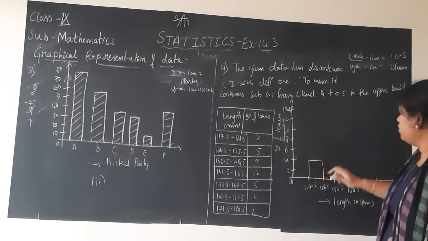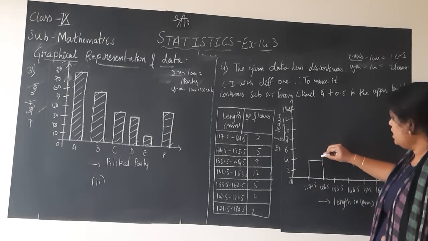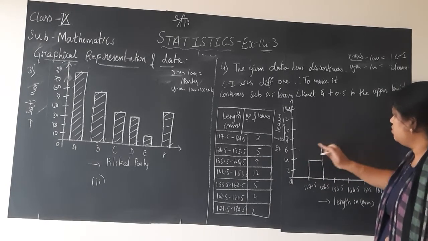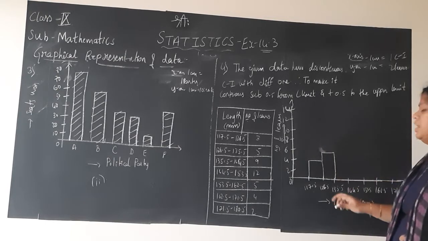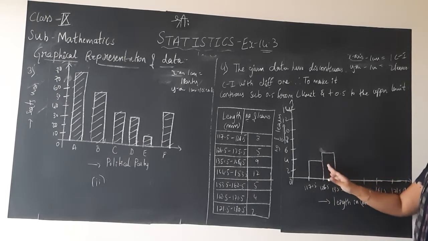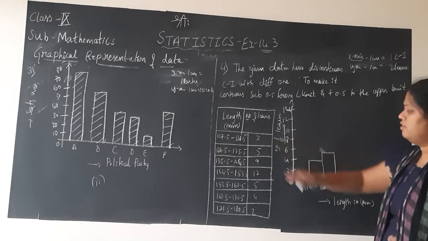126.5 to 135.5 is 5. See, you will start from this bar. This will become 6, a little lower I will go like this. It will be continuous, children. The bars will be attached to one another, okay? You should not leave gaps.